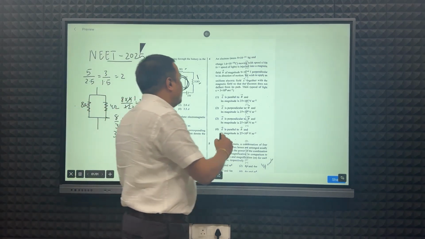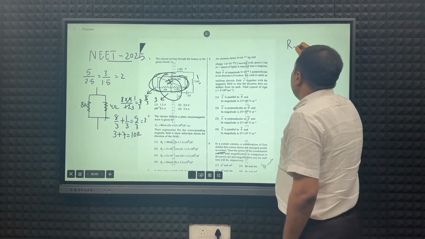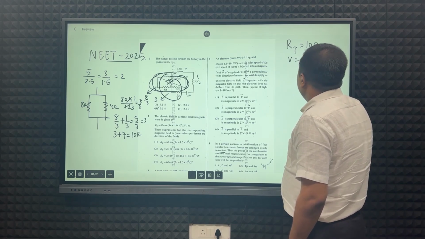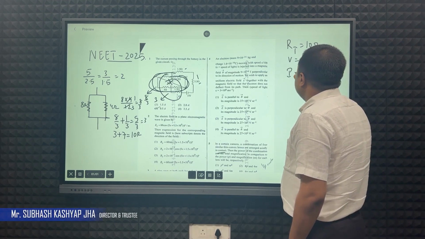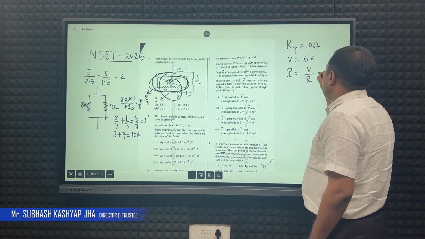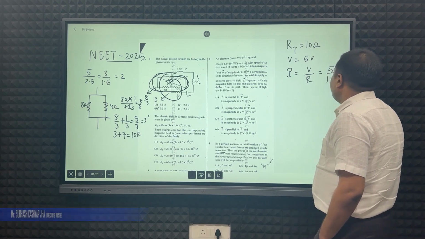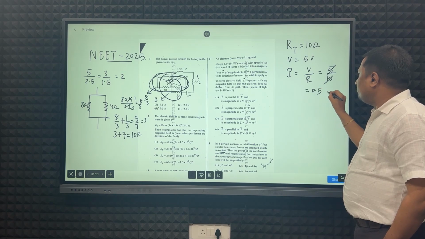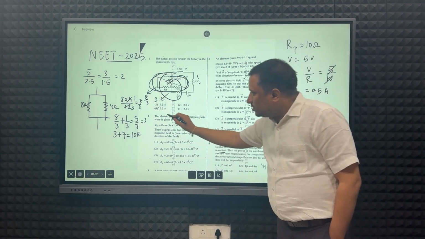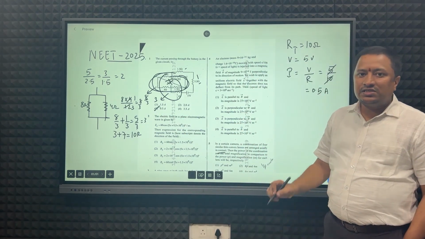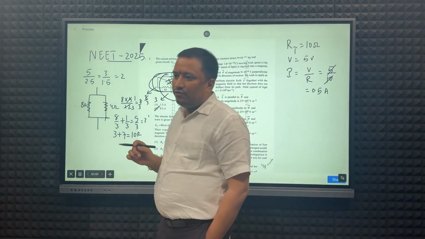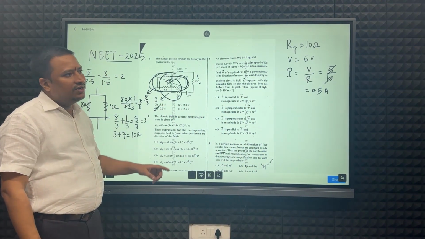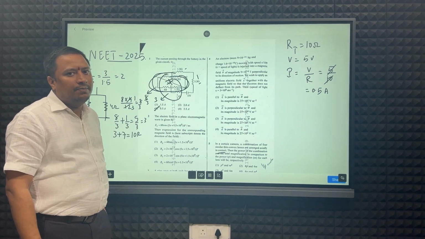Now we can see our total resistance is 10 ohm and our voltage is 5 volt. They are asking us for the current, which will be V by R, that is 5 by 10. I am going to get 0.5 ampere current. So the answer is going to be the third option. This is the 47th code of the paper. The first question is of current electricity, and the answer is going to be 0.5 ampere.